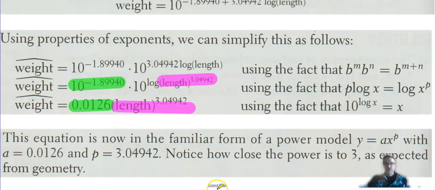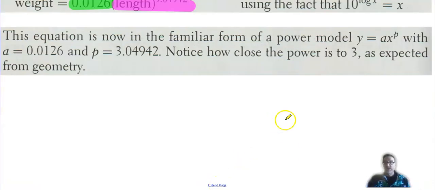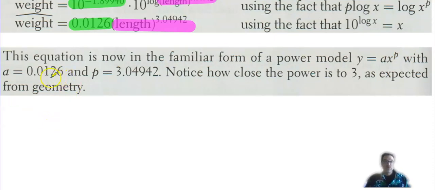So this equation is now in our form y equals a times x to the p power. That's our power rule, which we just talked about. Notice that we got our 0.0126 and our power is about 3.04942, very close to the power of 3, which we said from the very beginning, when we started talking about the rockfish. So very cool.